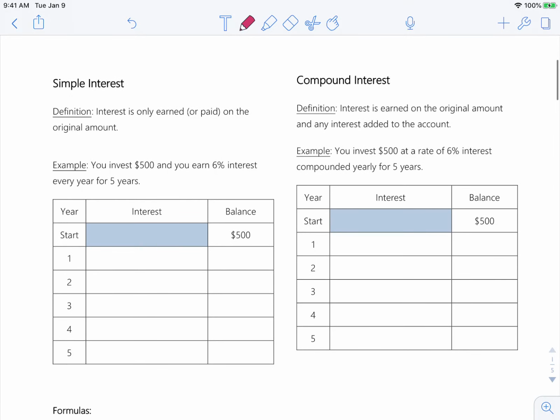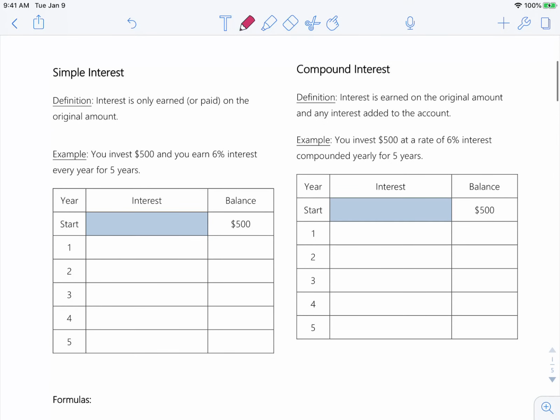All right, so the first thing we're going to talk about is simple interest versus compound interest. So we are going to go ahead and give you the definition. The definition for simple interest is that it is only earned or paid on the original amount. So that's the key, the original amount.